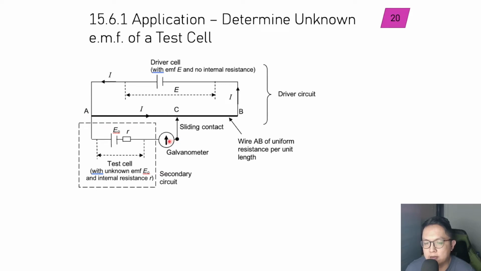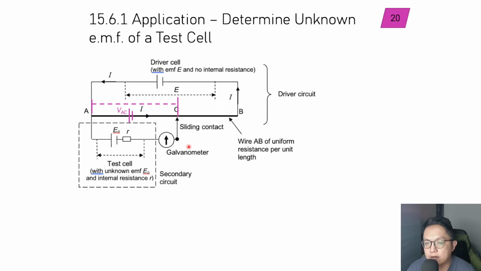The galvanometer is supposed to detect whether there's any current. If there's any current in either direction, the needle of the galvanometer will deflect either to the left or right depending on the direction of current. Because we are tapping the secondary circuit across A and point C, essentially point A is at higher potential than point C.